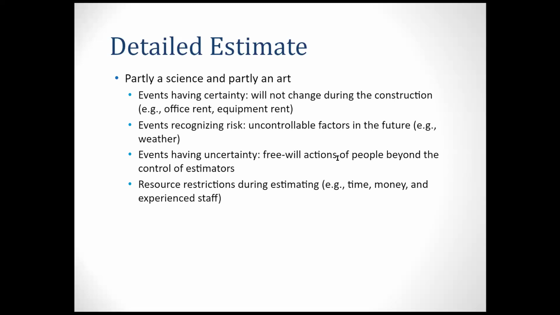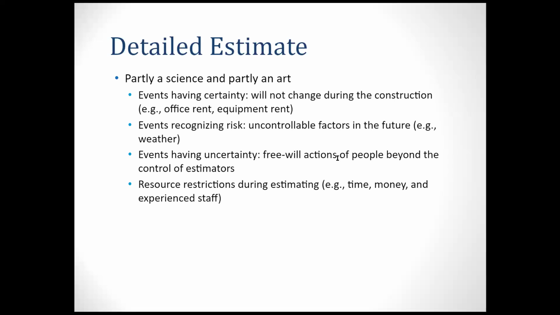So the events that have certainties will not change during the construction. That includes the office rent and equipment rent, right? The events that recognize risk are uncontrollable factors in the future. That can be the weather like today, right? The events have uncertainties, like free will action of the people beyond the control of the estimator, right? And also the resource restriction during the estimate may involve time, money, and experience. All those things can make your estimates uncertain, right?